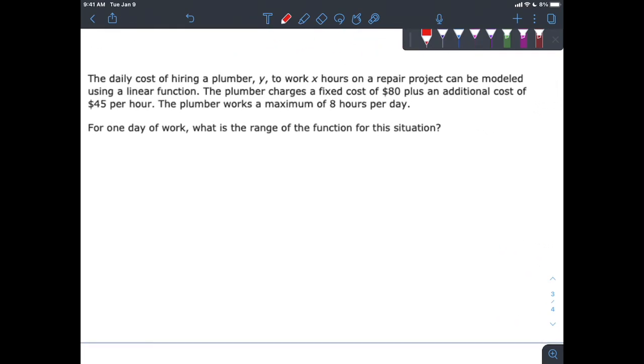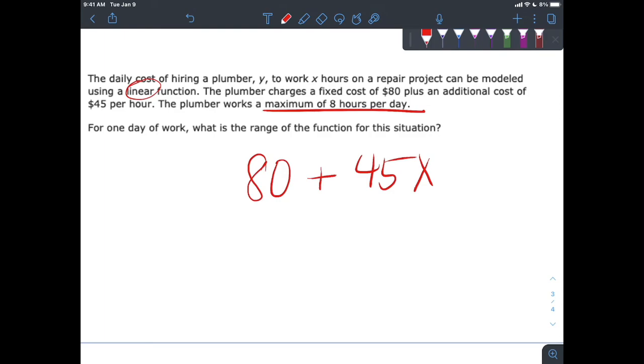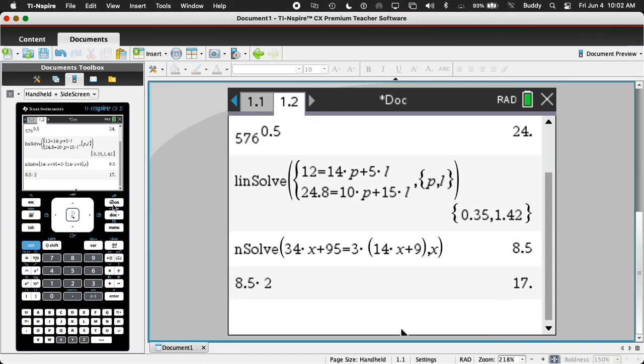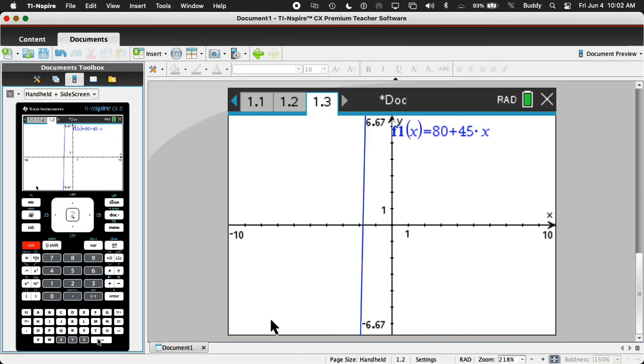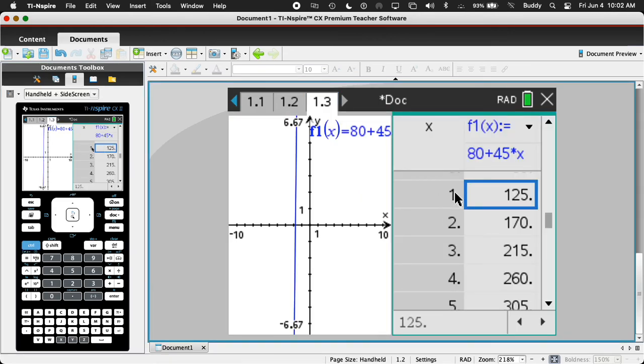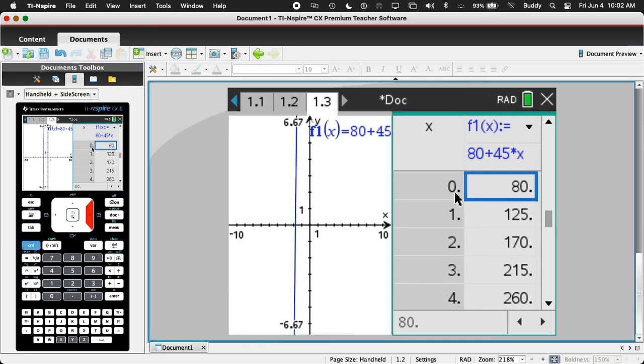The daily cost of hiring a plumber to work X hours on a repair project can be modeled using a linear function. The plumber charges a fixed cost of $80 plus an additional cost of $45 per hour, with a maximum of 8 hours. What is the range? So they want to know the y values depending on how many hours he works. So I have an equation, and I'm going to do a little bit of cheating here. I'm going to go ahead and just graph this bad boy. Now I'm going to look at the table of values. This is going to plug in all of the information and give me exactly what I need.